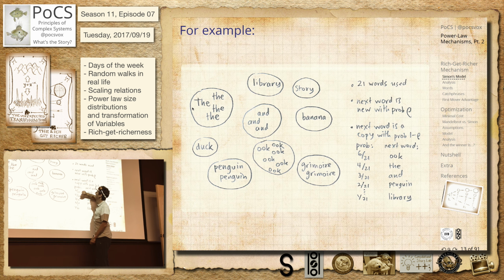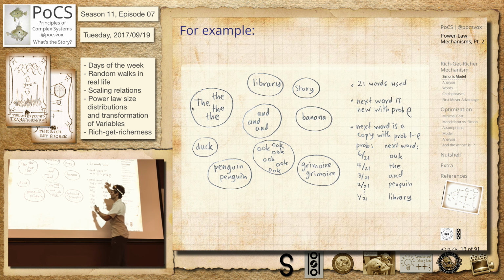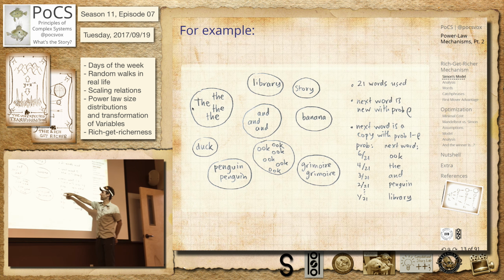And with probability one minus rho, you choose from what's there already. So you randomly choose a word and then just copy it. So if we choose this ook, you just put another ook in here. That actually gives you this group selection bias thing. There are 21 words, there are six ooks out of 21. So the probability that you get an ook is 6/21.